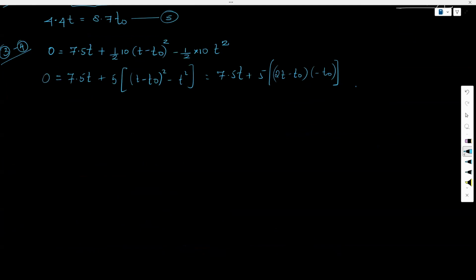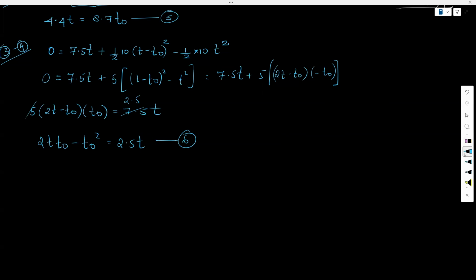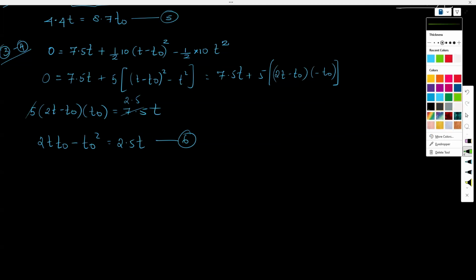So I can bring the entire thing to the left side. So I get 5 times 2t minus t naught equals 7.5t. So I can cancel this, and it is going to be 2.5t. So I will get 2t t naught minus t naught squared equals 2.5t. Right, so that is going to be my sixth relationship that I have.